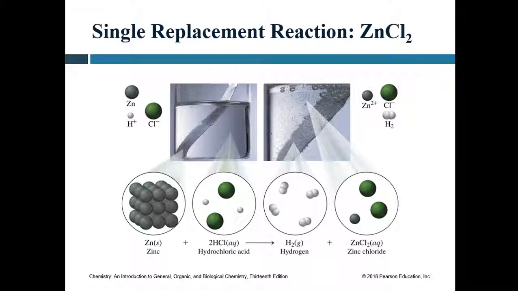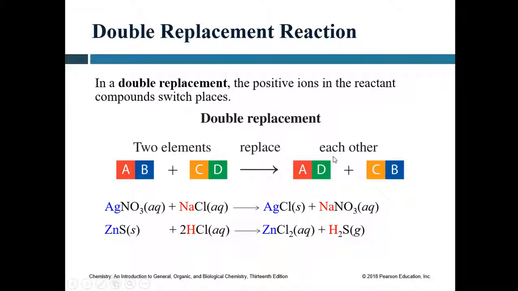So here's our visualization. We have our zinc, which is fairly reactive. You put it in some hydrochloric acid, and pretty soon you see some bubbles forming. What are those bubbles? Those bubbles are the hydrogen gas, and the solution then is our zinc chloride.